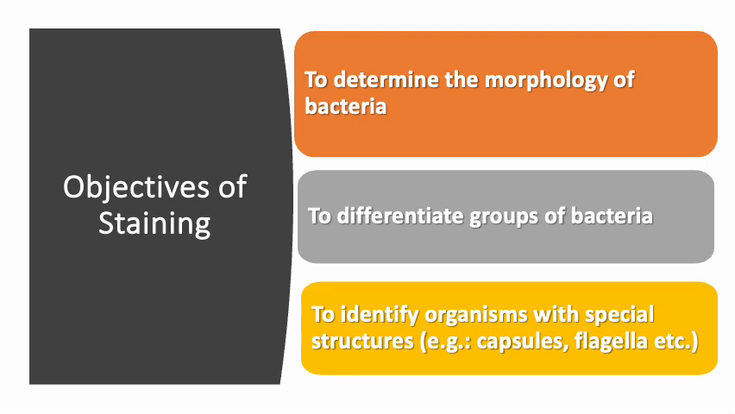Now, the objectives of the staining are the following. Firstly, is to determine the morphology of bacteria. Second, is to differentiate groups of bacteria. And the third is to identify organisms with special structures, such as capsules, flagella, metachromatic granules, and others.